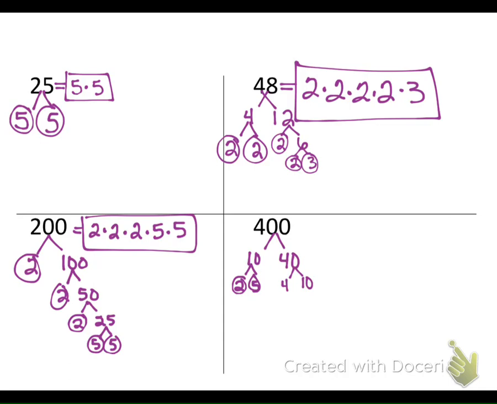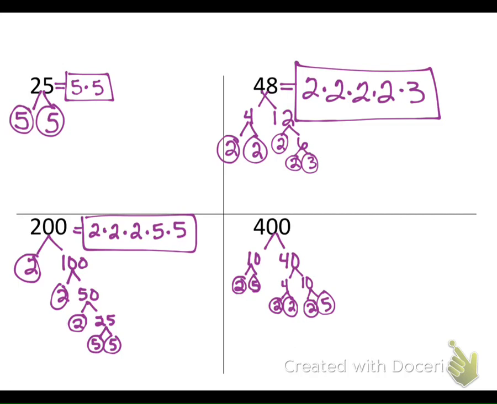Okay. Can I factor 4? Yes. What times what? 2 times 2. Perfect. And those are prime, so I circle them. So now, I'm done with the 4, so I have to go to the other part of my factor tree. 10. Can I factor 10? 5 and 2. And what do I do with those numbers? Circle. Hey, you're getting there, though, because they're prime numbers.